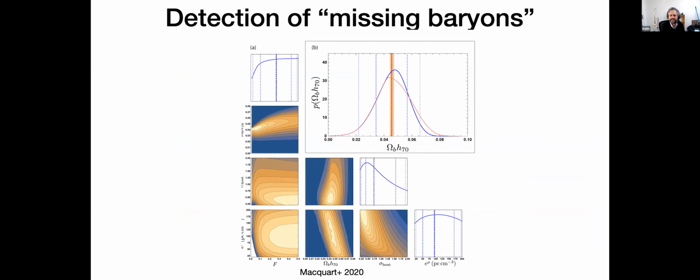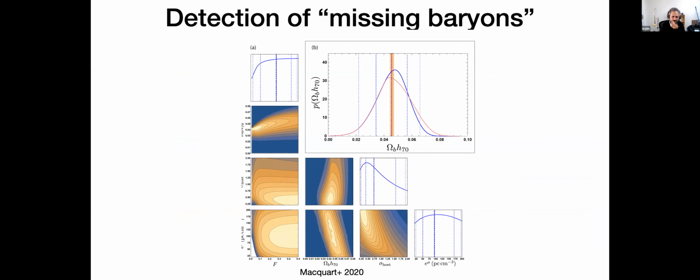Needless to say, you get a not quite so precise measurement of the omega baryon as you get from, say, Planck, which is the vertical shaded orange section on the top right panel, but nonetheless it agrees with Planck, and that's a good step.